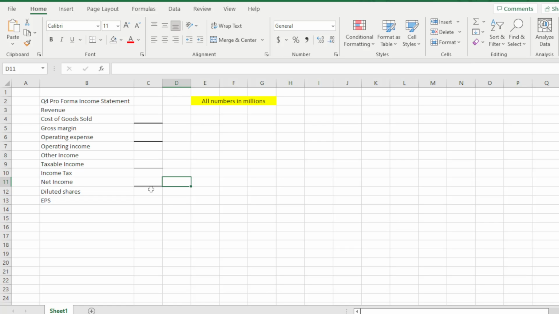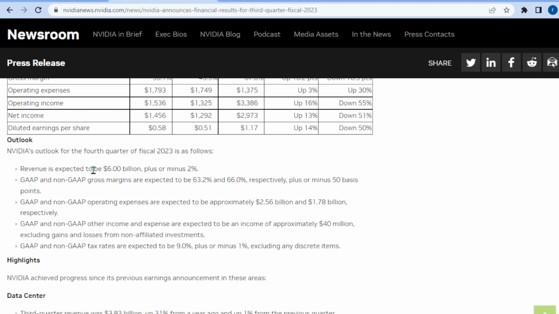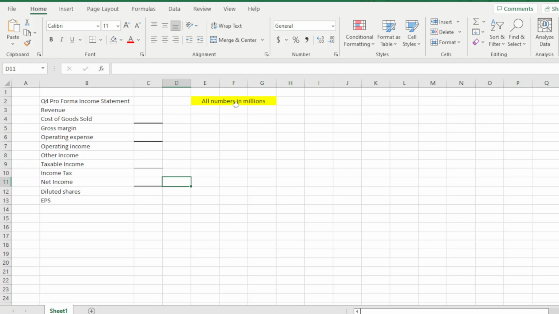Now we're going to go ahead and plug all of these numbers in. Right here it says revenue is expected to be $6 billion. I have this note right here that says all numbers in millions, so if we're putting in 6 billion here, that's going to be 6,000.